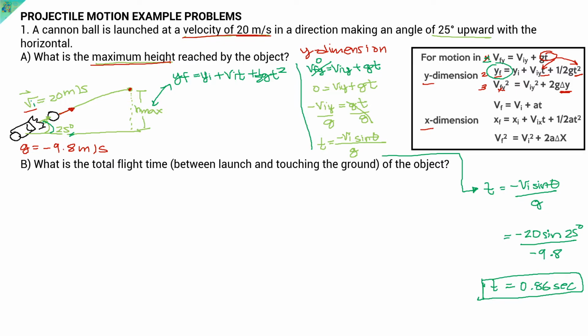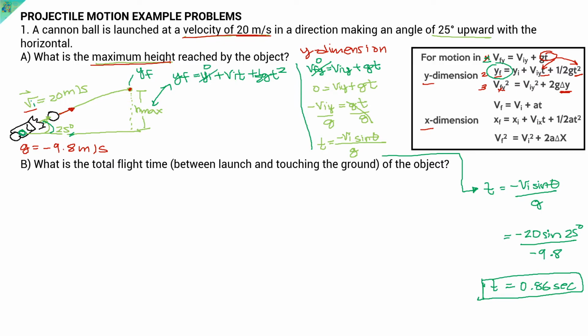But first, let's search if there are any variables that should be zero here, just like what we have done on the previous one. YF should not be zero because that's actually what we're trying to search for. So, hindi pwede. YI is the initial position of the cannonball, which should be zero. Diba dito siya mag-start sa loob? And we can take that as zero.